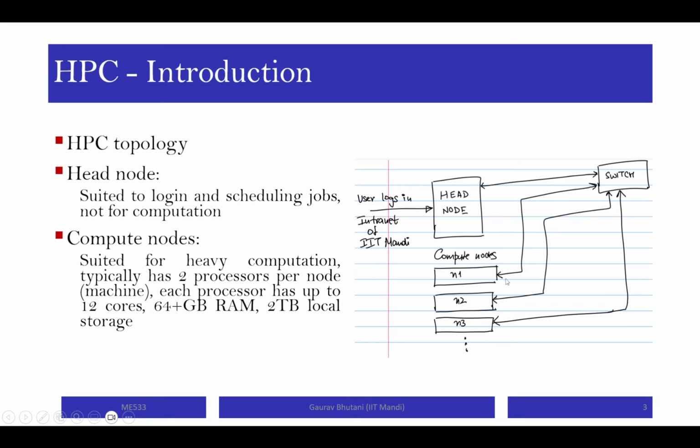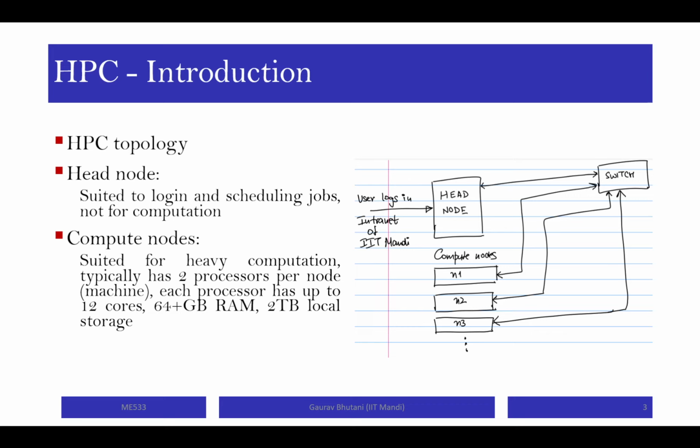And also compute nodes can talk to each other if required. Usually that's not required, but if required they can also talk via the switch. Now since the switch is only working for the cluster, this particular switch will give some sort of a local IP to the cluster.